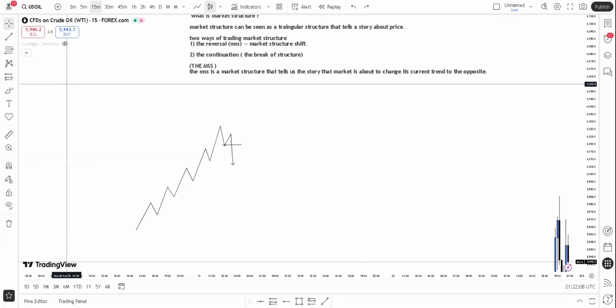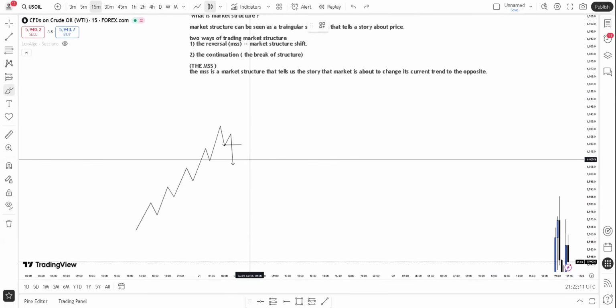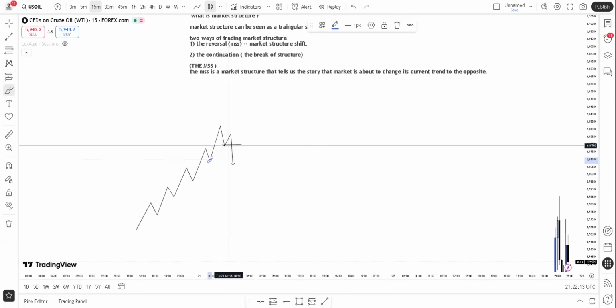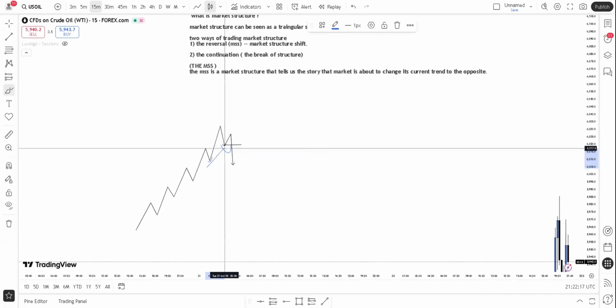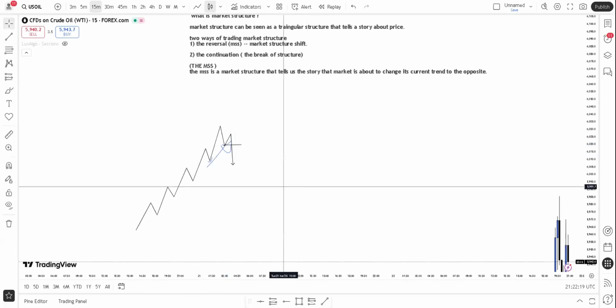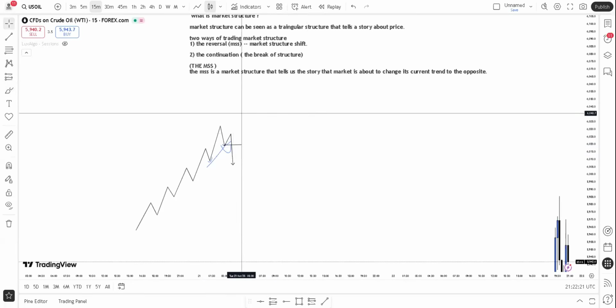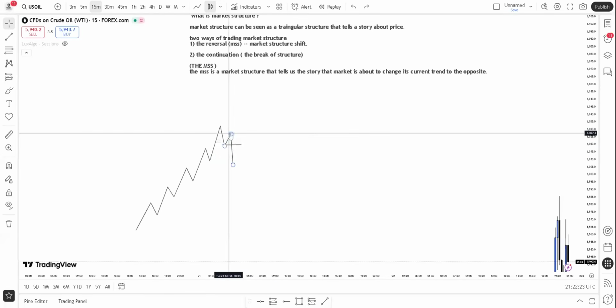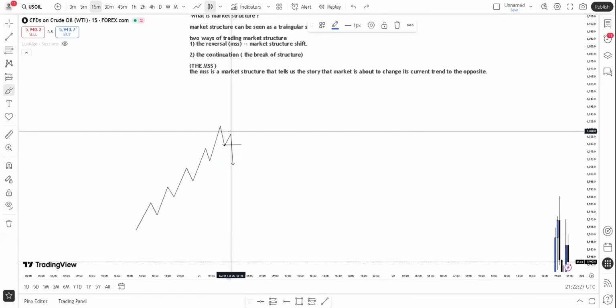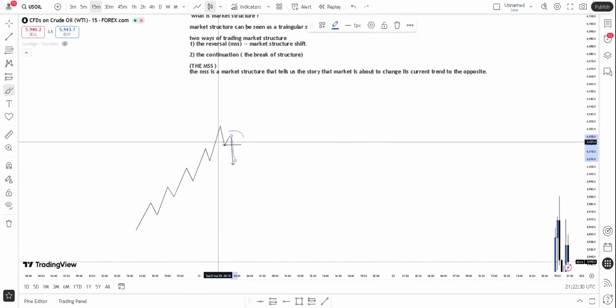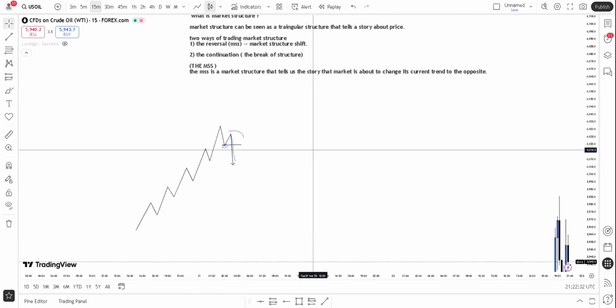Now, how do you know it's a market structure shift? When you see that the market has failed to give a new higher high. When the market is failing to give you a higher high, it then gives you something we call a lower high, and the market breaks below the previous higher low. That is how you know it's a market structure shift.